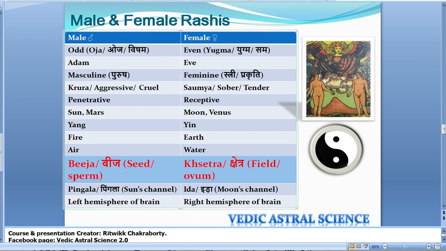So let us see what roles they play in determining the fertility potential in males and females. Here we need to find out the Beeja Sphuta and Kshetra Sphuta of the native. For males you need to find out the Beeja Sphuta because you need to determine the health and potency of the sperm, and for females you need to determine the Kshetra Sphuta because you want to check the potency of the ovum. How to find them out and what they are, we will know in the next slide.